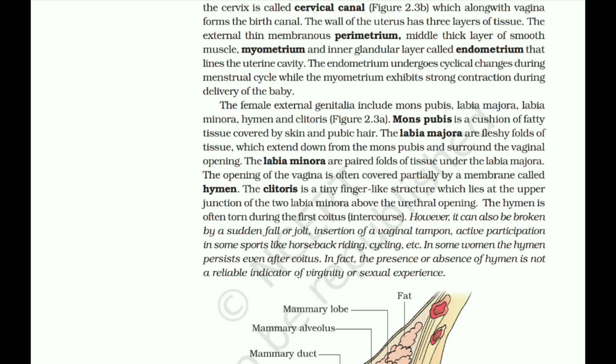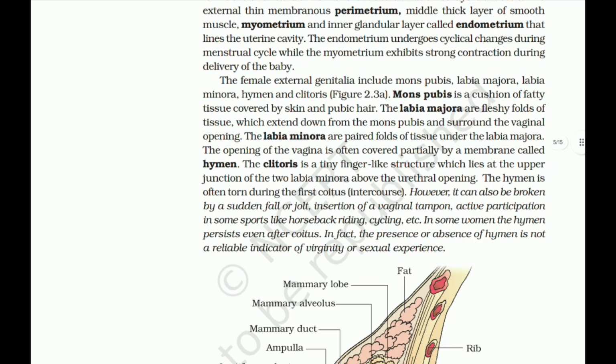The opening of the vagina is often covered partially by a membrane called the hymen. The clitoris is a tiny finger-like structure which lies at the upper junction of the two labia minora above the urethral opening. The hymen is often torn during the first coitus (intercourse).